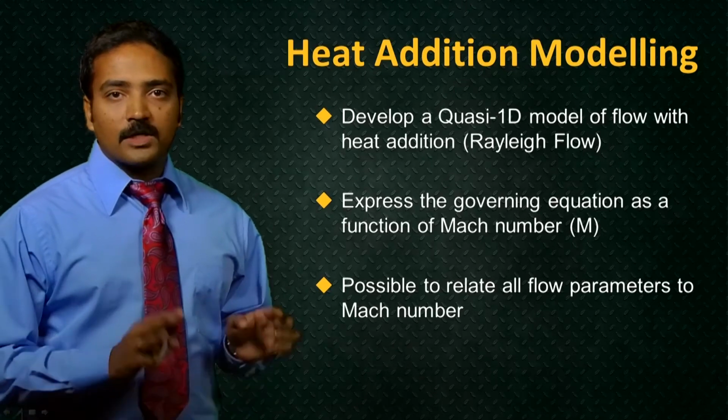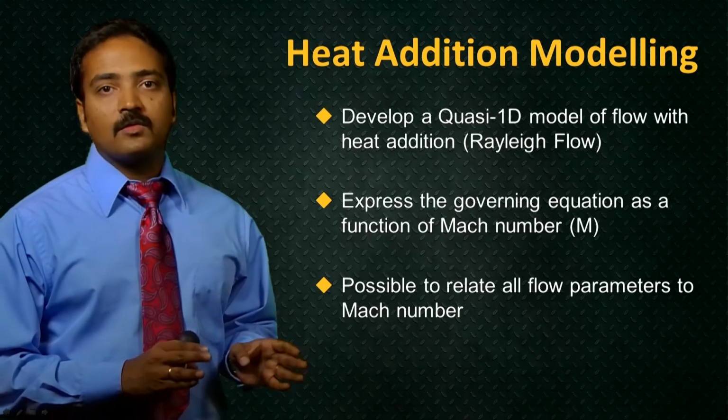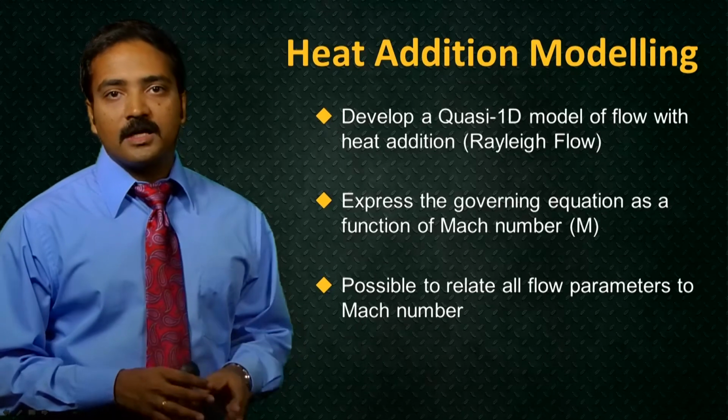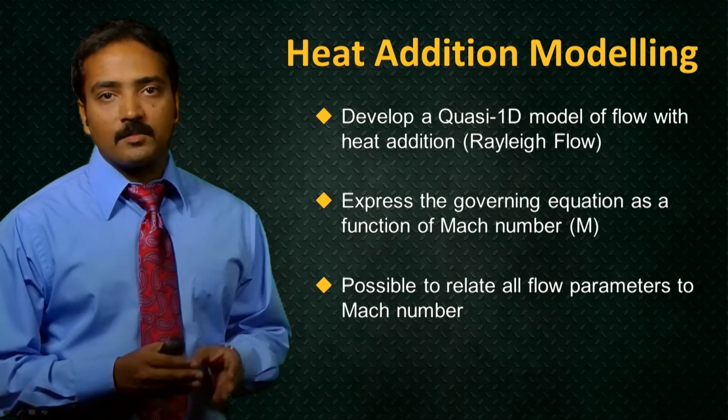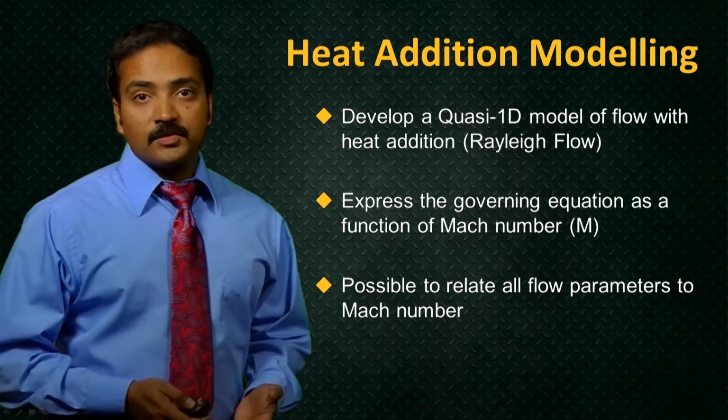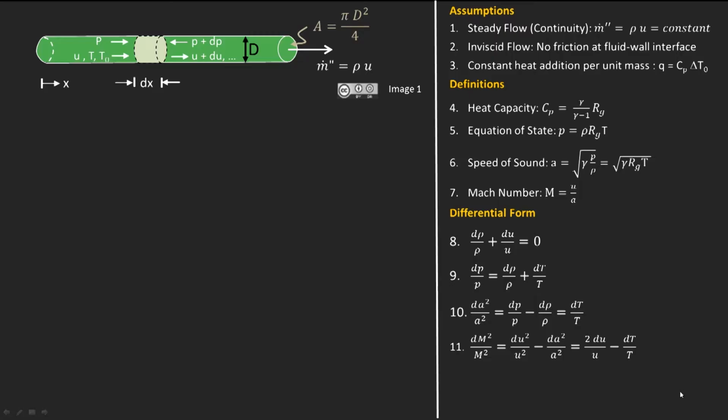And finally, once we have that ordinary differential equation, we'll analyze it, solve it, and after solving it, we'll show that all the flow parameters can now be linked to the Mach number. Again, without much further ado, let's get started. As with the friction flow, consider once again flow through a pipe as shown here with a constant area pi d square over 4.